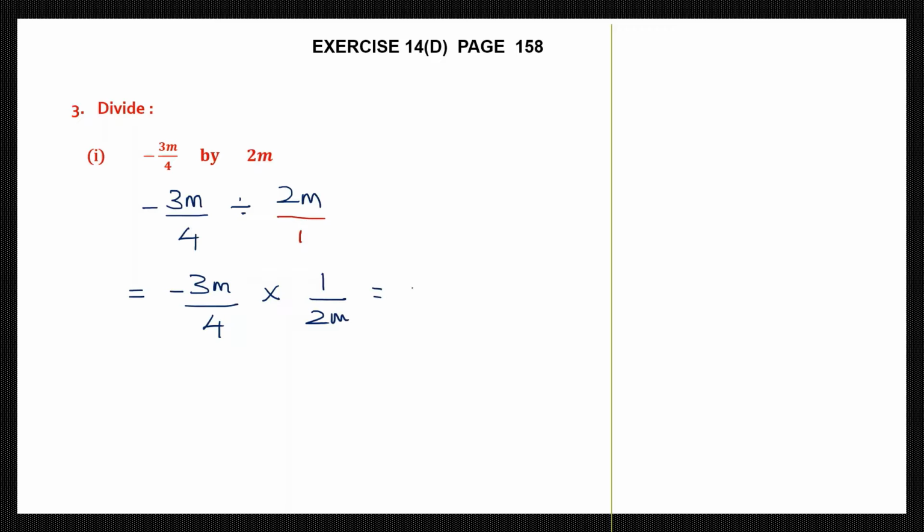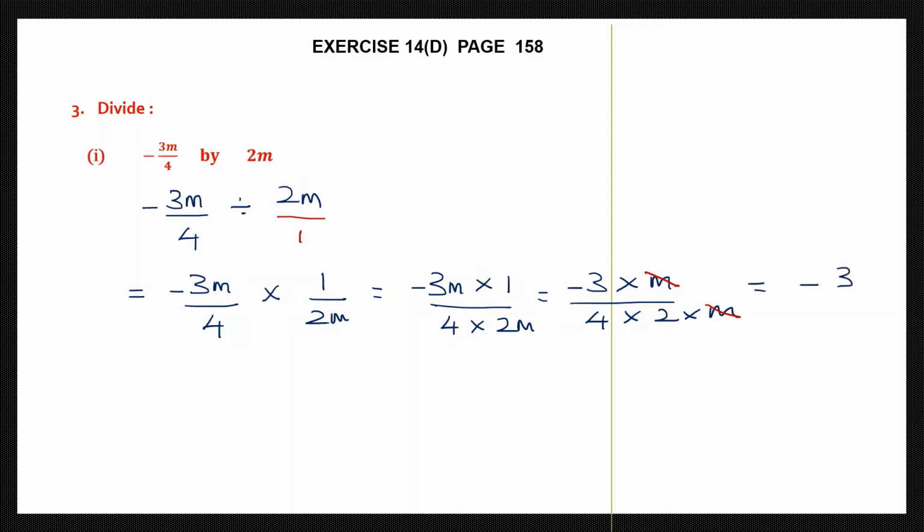So this will be minus 3m into 1 by 4 into 2m, which is minus 3 into m into 1 will be the same, and in the denominator I have 4 into 2 into m. So let me cancel what I can. So here I can cancel the m. So what is left here is minus 3 by 4 2s are 8. So that is my final answer, minus 3 by 8. So this is our answer to this question.